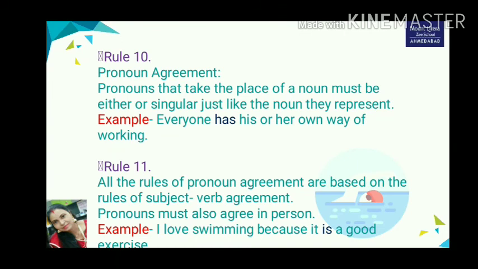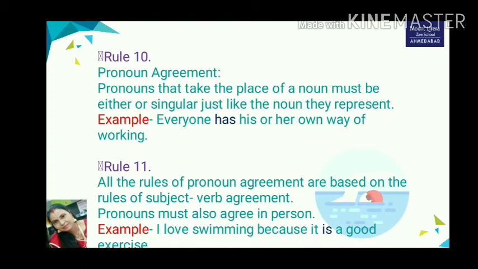Rule number 10. Here we do pronoun agreement, that is, pronouns that take the place of a noun must be either plural or singular, just like the noun they represent. For example, everyone has his or her own way of working. As we have already discussed, wherever we are using an indefinite pronoun, we always use a singular verb. So everyone is also an indefinite pronoun, so we are using the singular verb here, has.